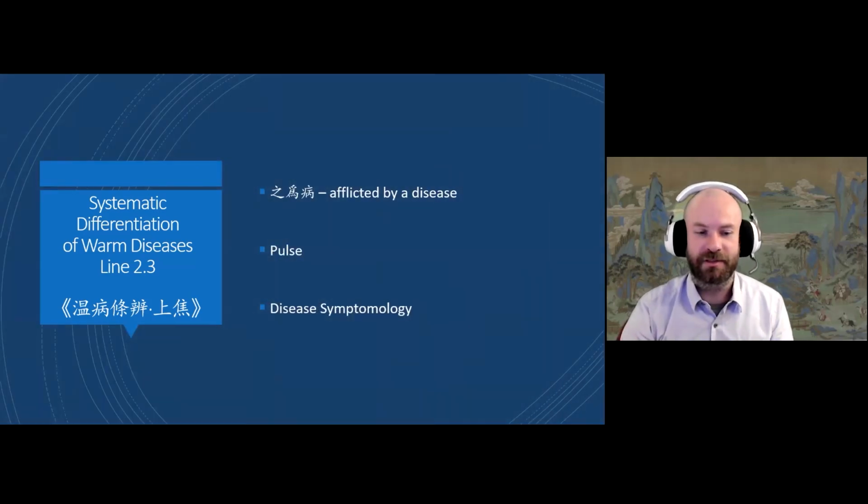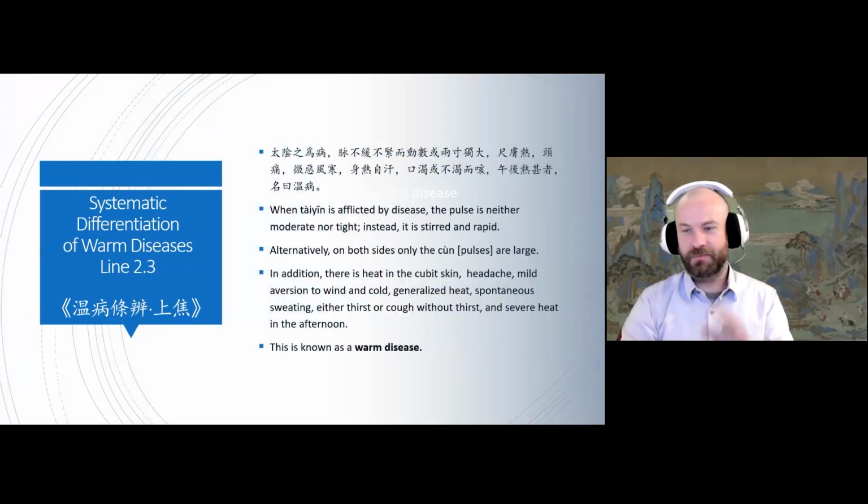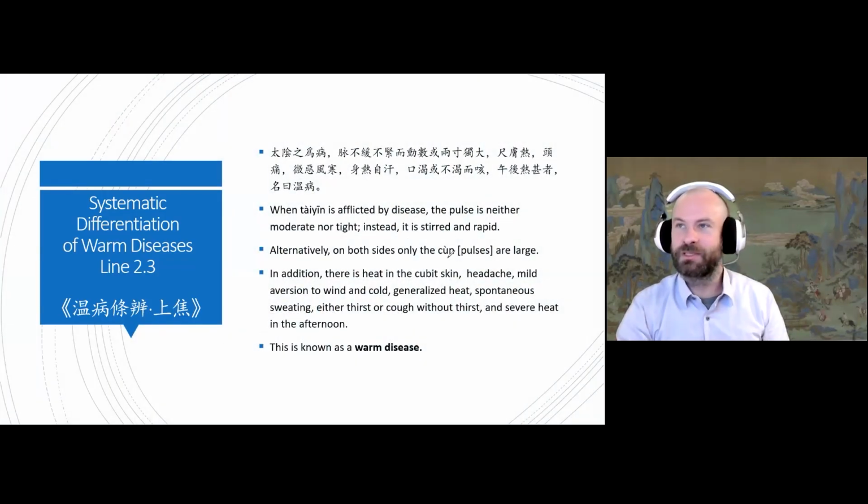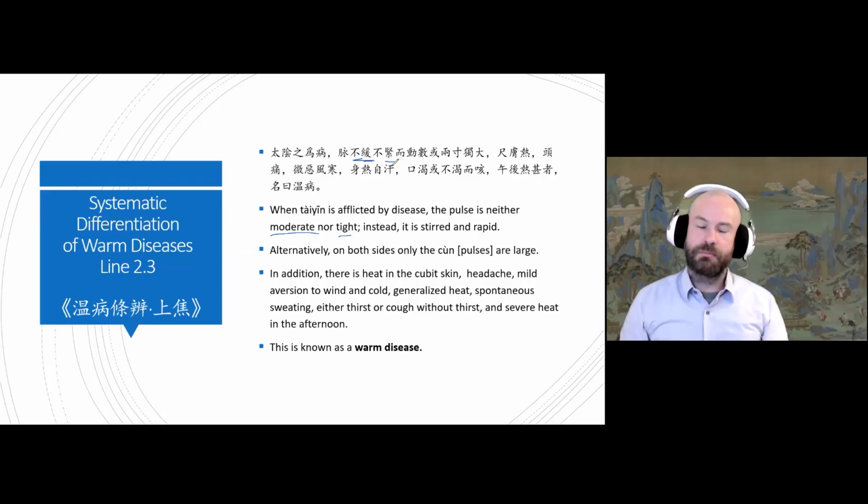What are the two other interesting things that we think about with pulse? Sorry, I'm just flicking back between the two of them. We see that it's neither moderate nor tight. Now my argument is that I'm not actually a big fan of translating this character Huan as moderate. Moderate to me implies that it's not in a disease state. When this pulse Huan is in a disease state, I believe it's probably better translated as slack.